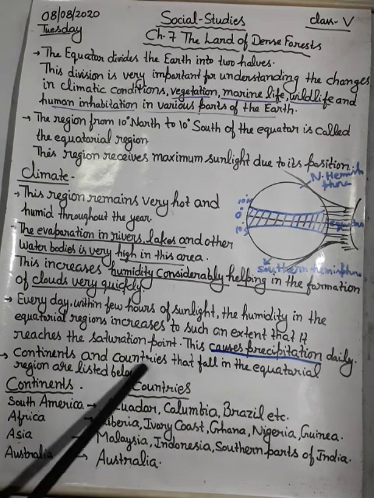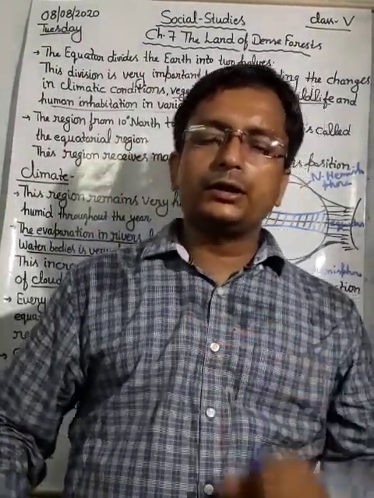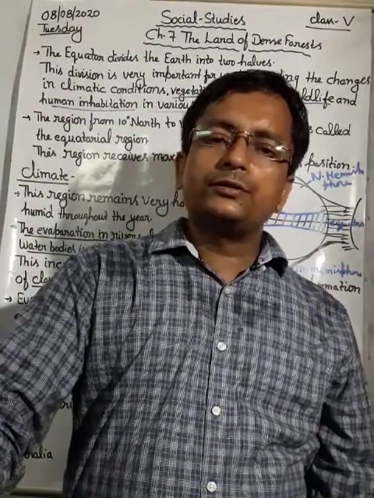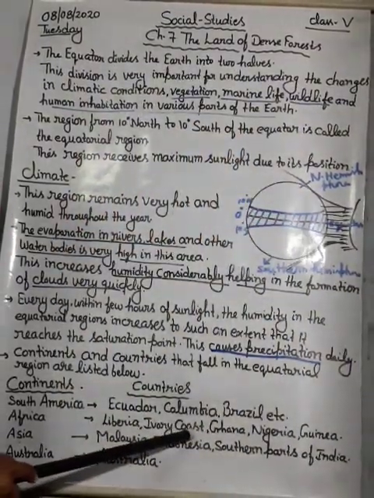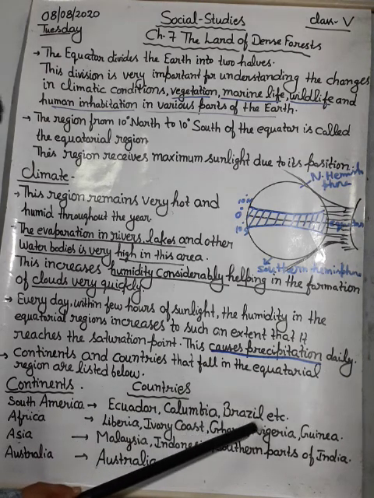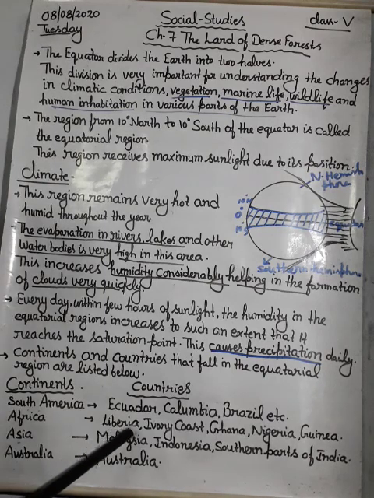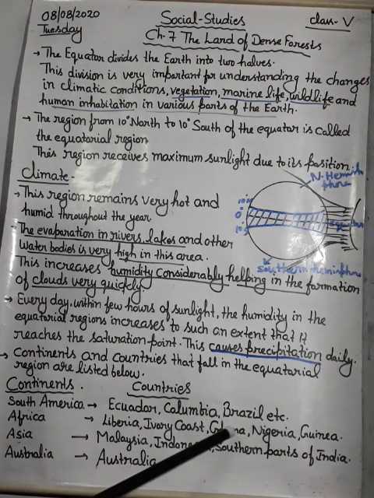Continents and countries that fall in the equatorial region are listed below. Dear student, here are some continents in which the equatorial region falls, and the related countries are also given. First of all, South America: Ecuador, Colombia, Brazil, etc. In Africa: Liberia, Ivory Coast, Ghana, Nigeria and Guyana. In Asia: Malaysia, Indonesia, and the southern part of India. The southern part of India lies in it. And next is Australia.